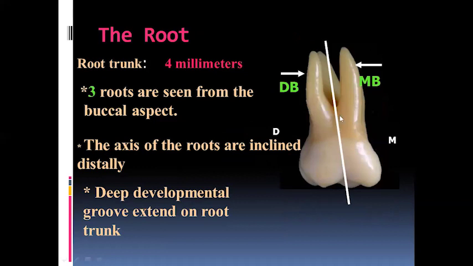Three roots are seen from the buccal aspect: mesiobuccal root, distobuccal root, and palatal root. The axes of the roots are inclined distally. Deep developmental grooves extend on the root trunk.